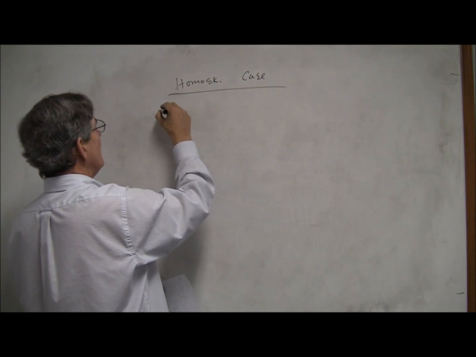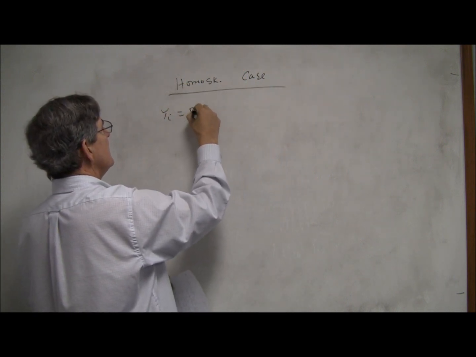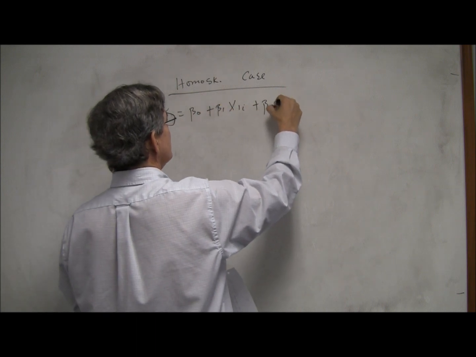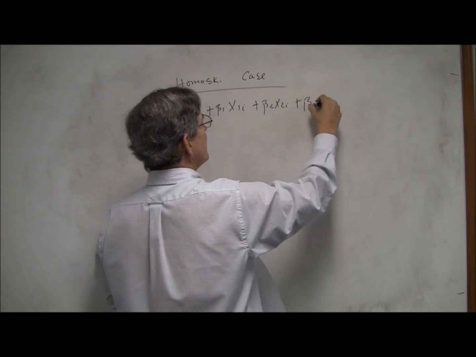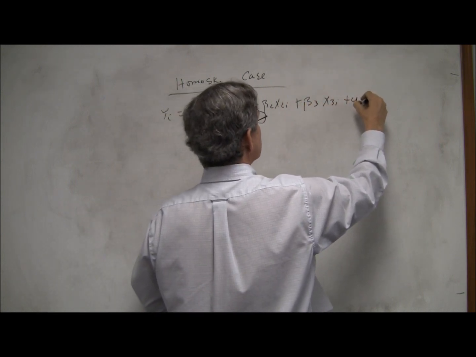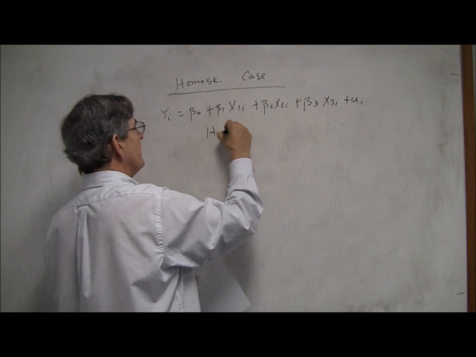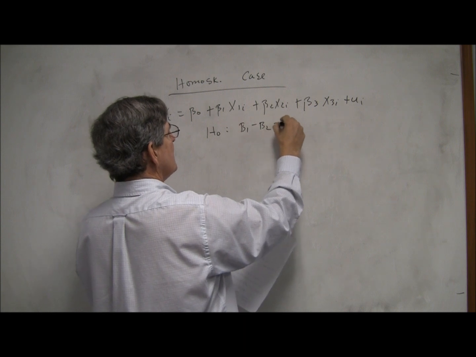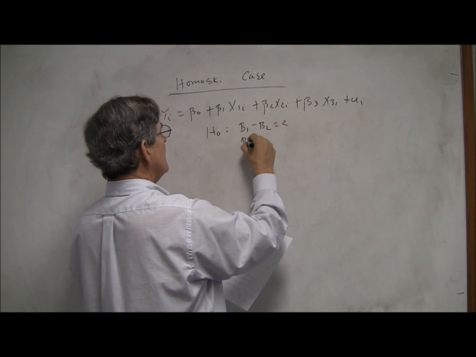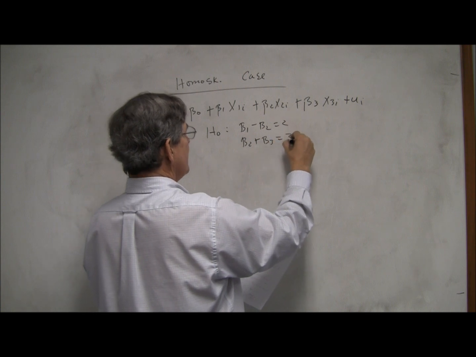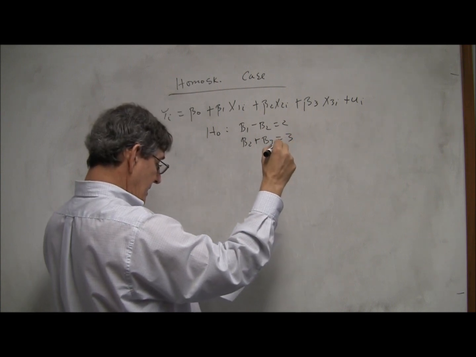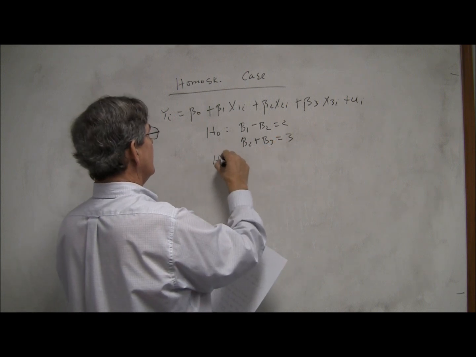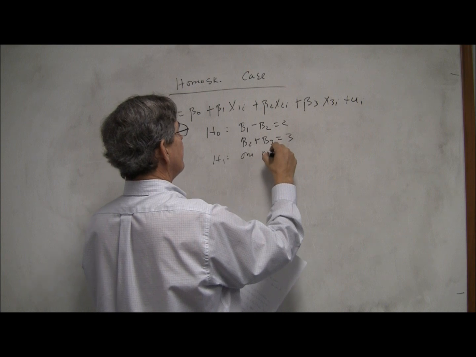Let me just show you an example. yi is beta 0 plus beta 1 x1i plus beta 2 x2i plus beta 3 x3i plus ui. And our null is what we were just doing. Beta 1 minus beta 2 equals 2. Beta 2 plus beta 3 equals 3. And the alternative is one is not true.